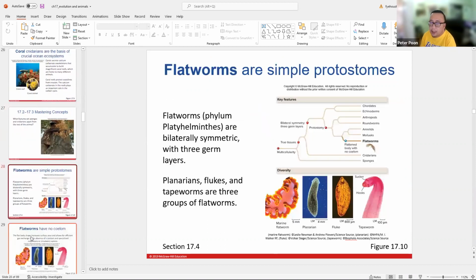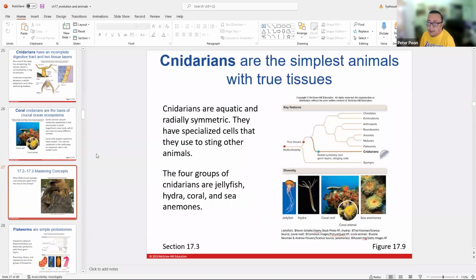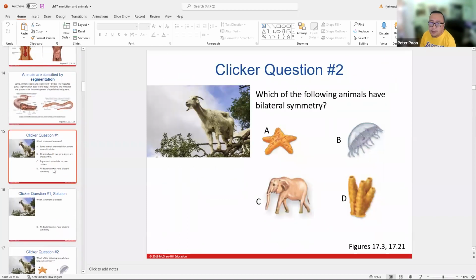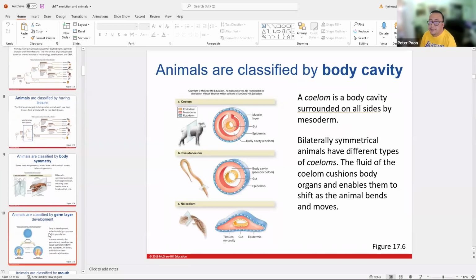Next up are animals that have true tissues and are bilaterally symmetrical. They're a group of animals called protostomes. I'll explain what protostomes are in a little bit. They include flatworms. Protostomes are actually important, so let me talk about protostomes back here.